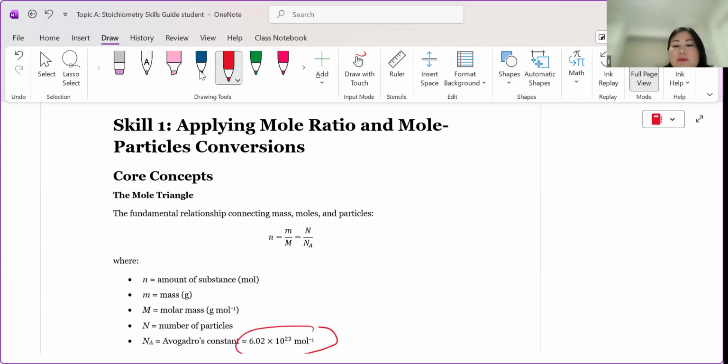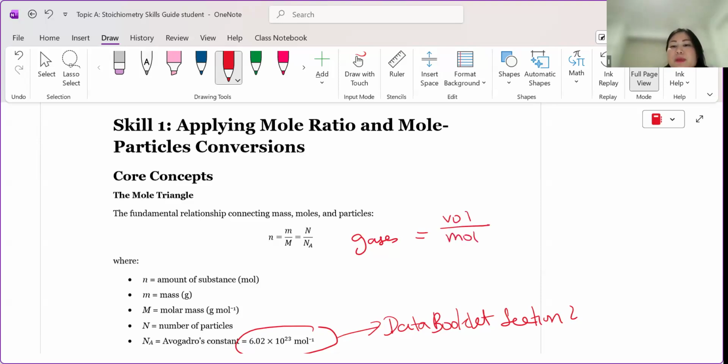So this Avogadro's constant can be found in the data booklet, section 2, I think. So you do not really need to memorize the value, but you need to be aware where to find the value. Okay. Now, for gases, number of moles can also be calculated by volume over molar volume. And there are two different molar volumes that we are looking at. It depends on the conditions. So we have STP and we have SATP.